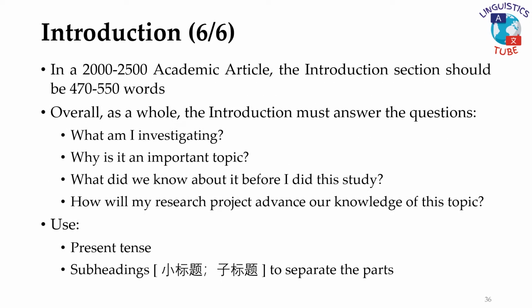In a typical undergraduate academic article that is between 2,000 and 2,500 words, the introduction section should be between 470 and 550 words. The second part, the literature review, should undoubtedly be the longest of the 4 parts.